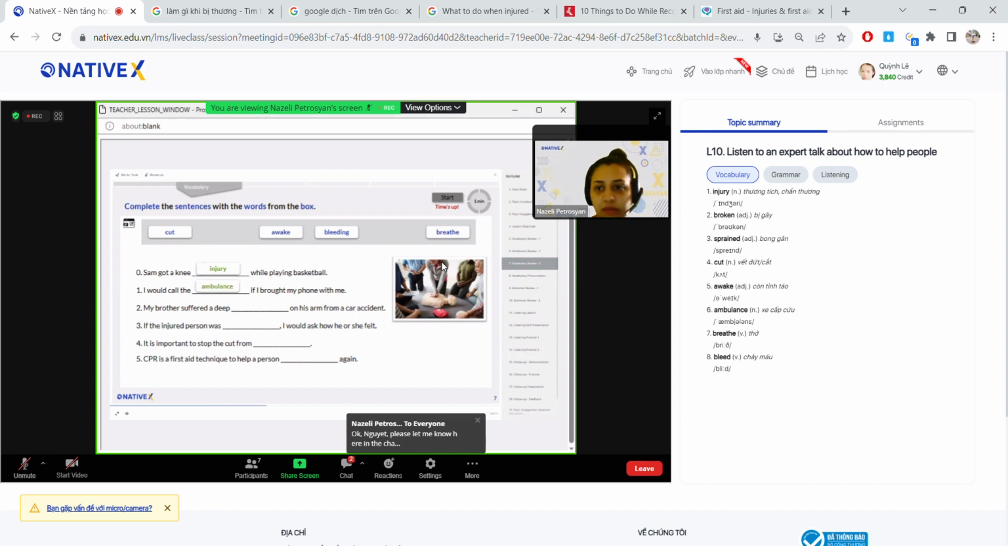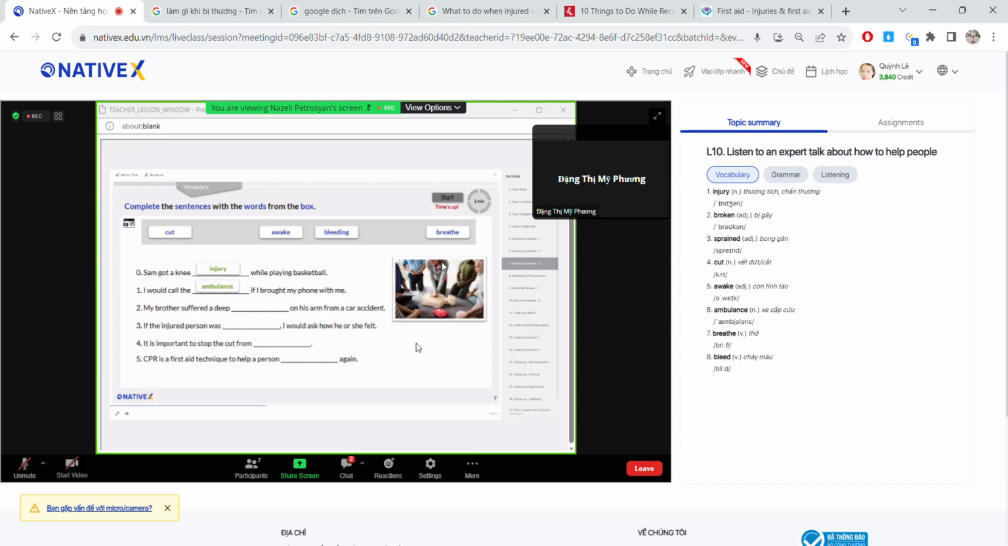You're absolutely right. So I want to ask Kuan, tell me number 2, please. Yes, my brother suffered a deep cut on his arm from a car accident. Okay, let's say car. We're going to sound a bit more. So cut in accident. Yes, there we go. Cut and car. Cut and car. Okay, so this is what we have. Yes, cut and car. Perfect pronunciation now.